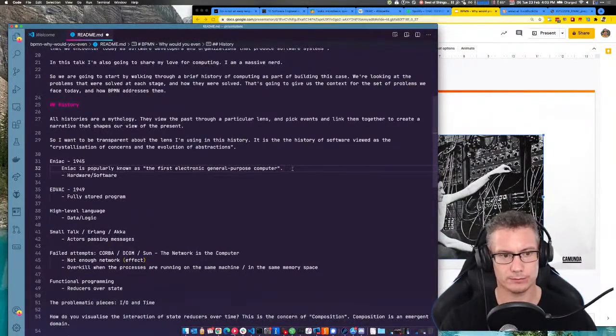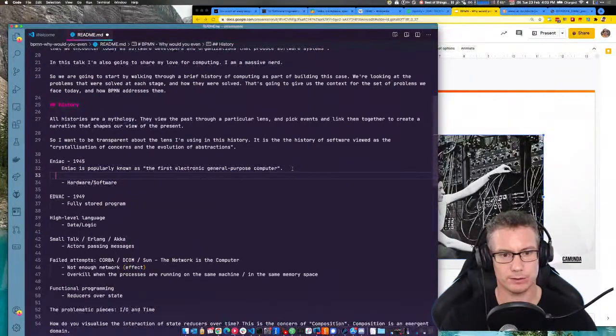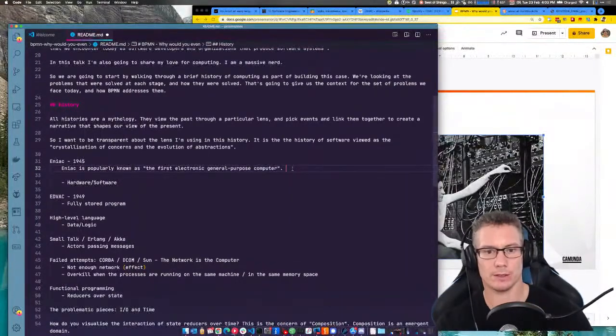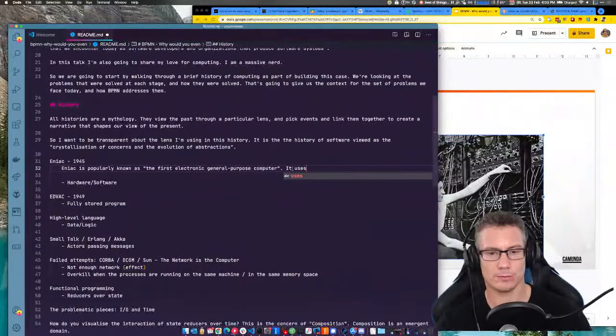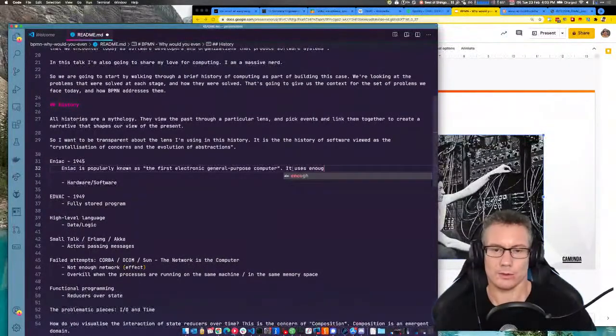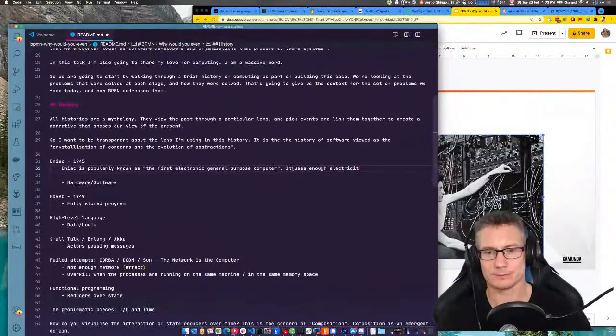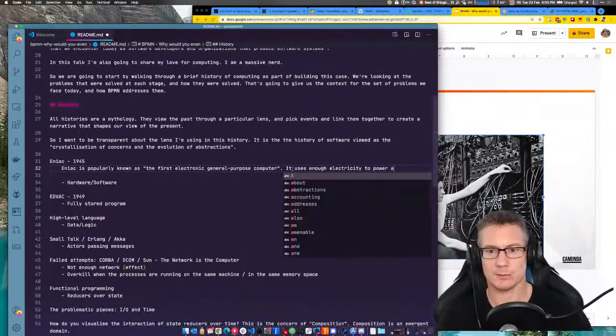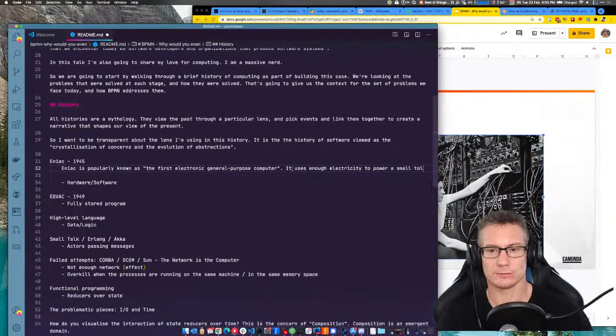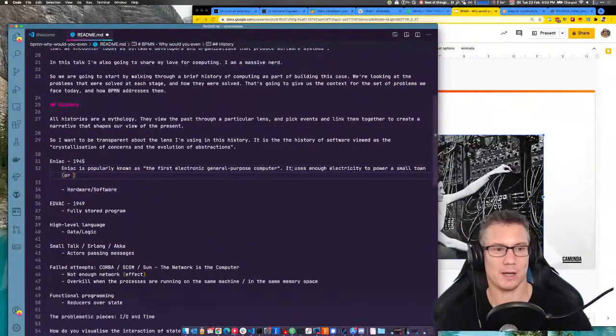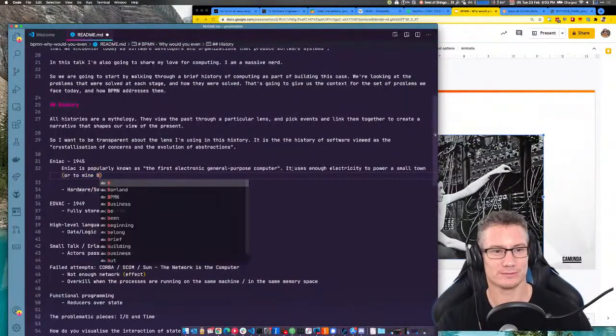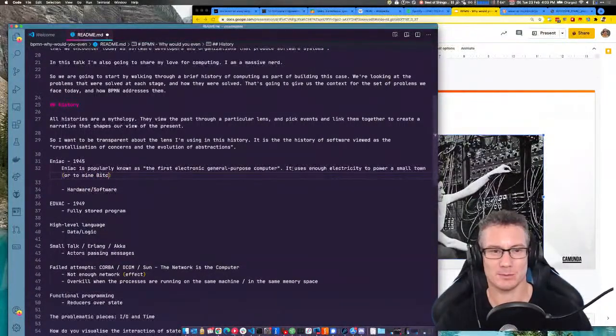Okay. Yeah. It uses enough electricity to power a small town, or to mine a Bitcoin. Or a small town or a Bitcoin mining farm.